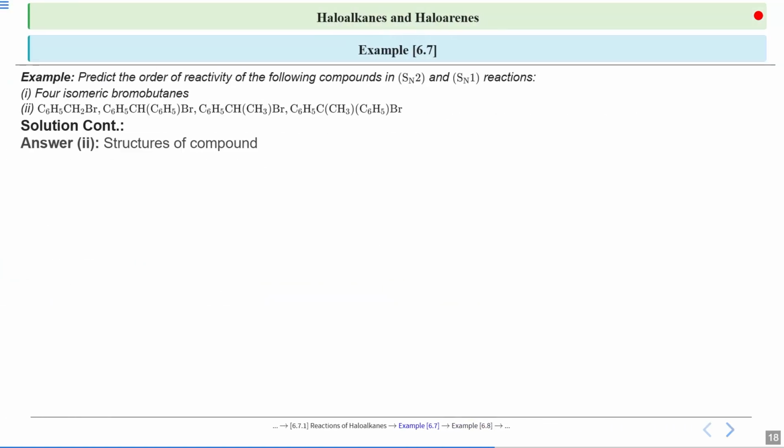Now, let's see the second part, where we have been given the molecular formulas of the structures. So the structure of the compound will be something like this if you draw it. The first structure, for C6H5CH2Br, is this. The second structure is this, where two benzene rings are attached to a single carbon, and that carbon is attached to bromine and hydrogen.